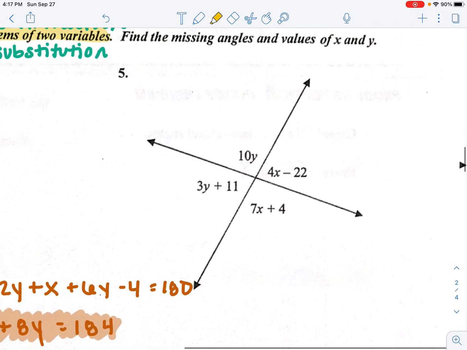All right, last one here. We've got all of our angles here. We have two variables again. Whew, so we're thinking we're going to have to do that whole big crazy thing again. But if we're smart and we choose the right angles, we may not have to.